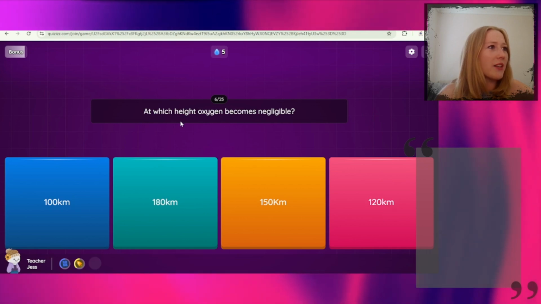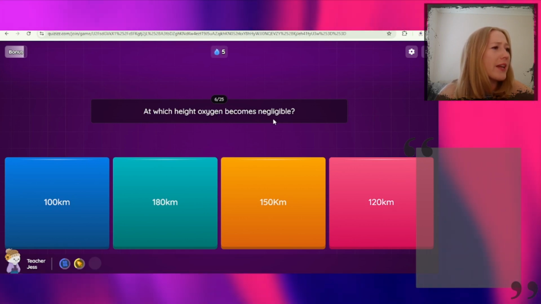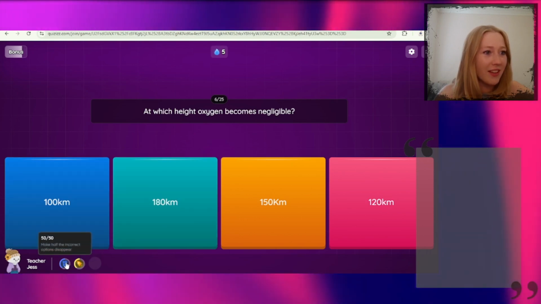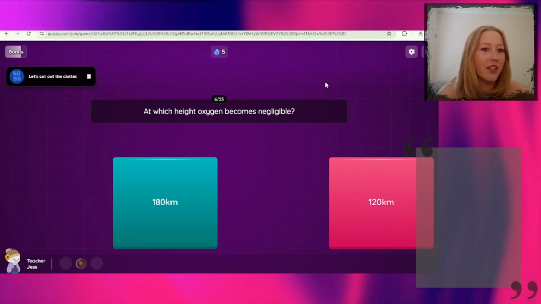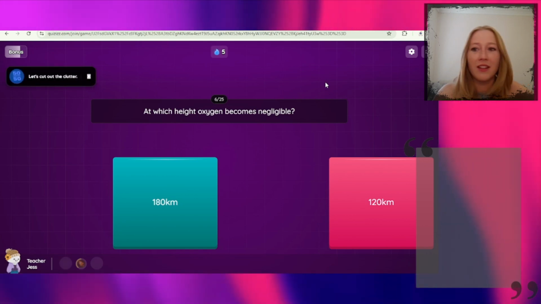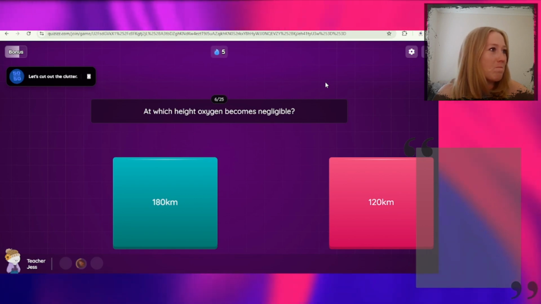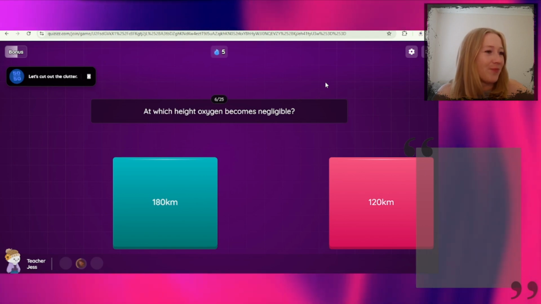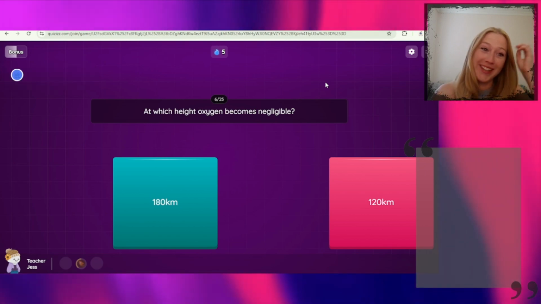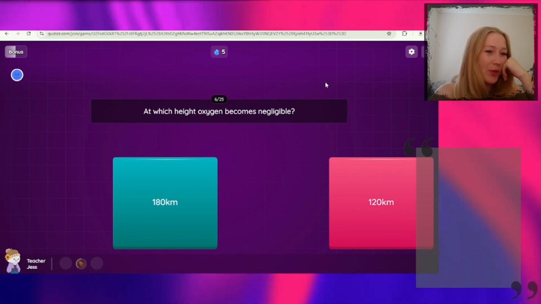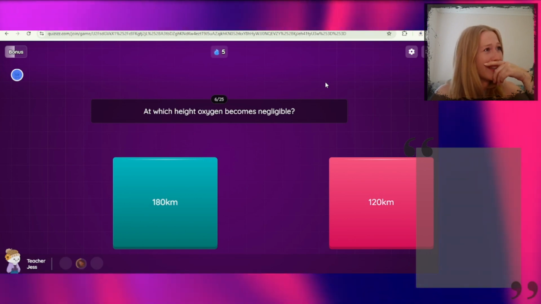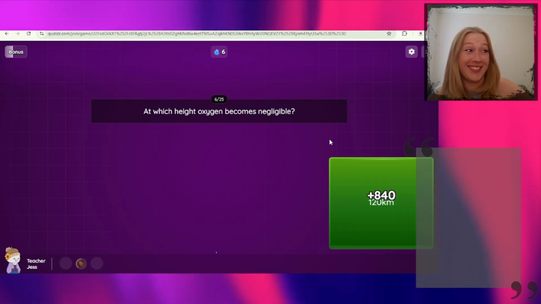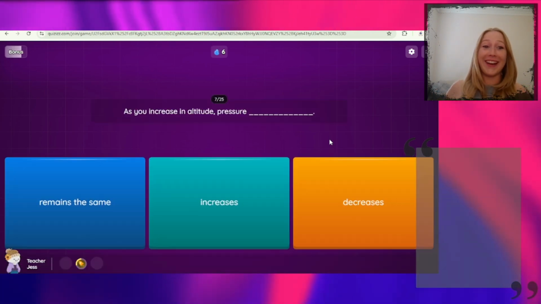At which height oxygen becomes negligible? Ooh, I have no idea. I don't know. Let's do a 50-50. I'm thinking 120. I'm not quite sure what they mean by negligible. I'm gonna go 120. Oh, that was good luck. Whew.